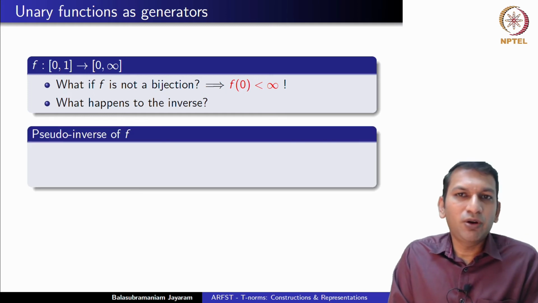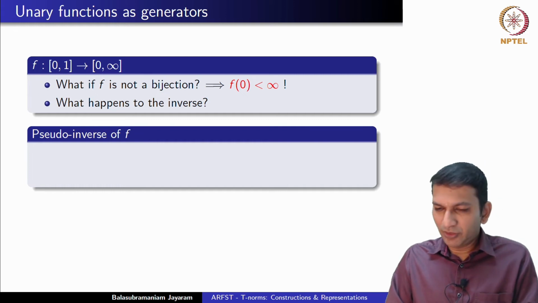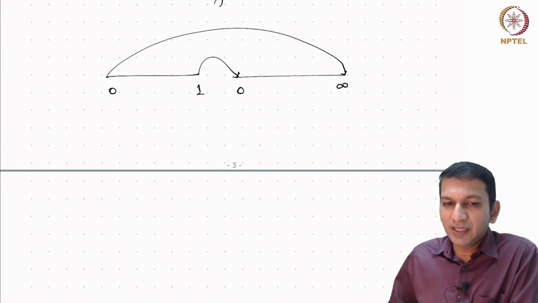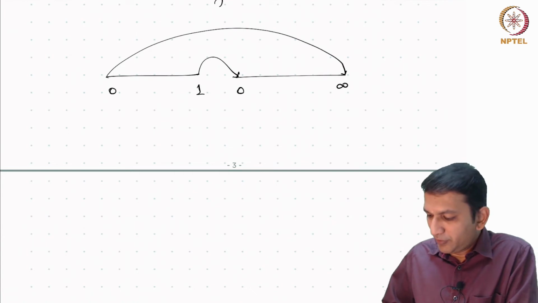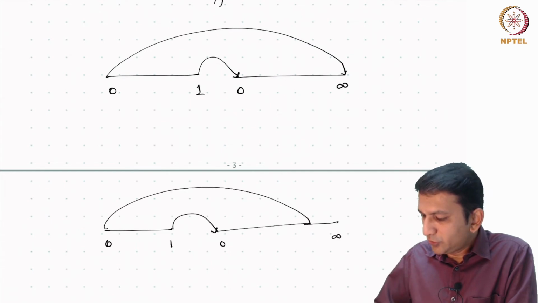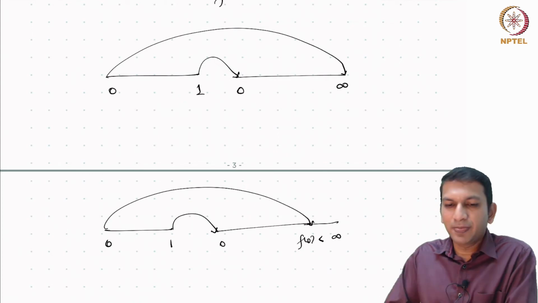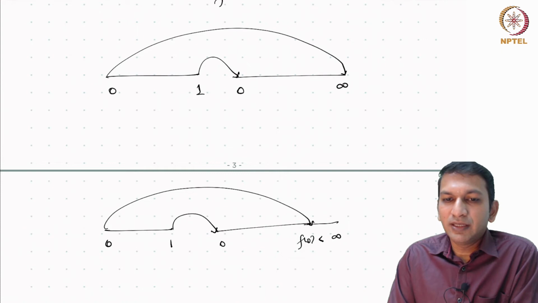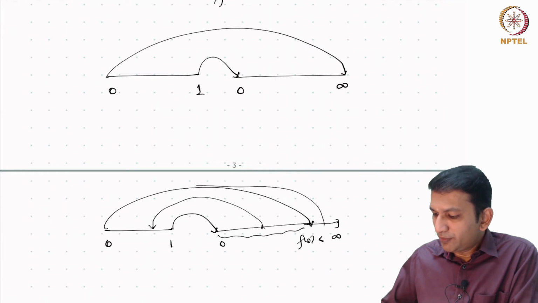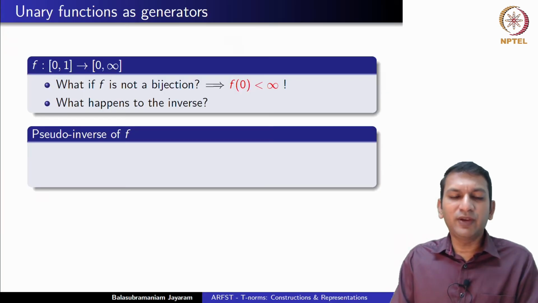We look at what is called a pseudo inverse of f. Now this is not a very difficult concept. You see here, before, for a bijection we had the entire interval 0, 1 being mapped onto the interval 0, infinity. But now 1 is being mapped to 0, but f of 0 is perhaps some value which is less than infinity. Now how do we define the pseudo inverse? For anybody between 0 and f of 0, you can always find an inverse. But anybody above f of 0 up to infinity, we map them to 0. So this is how we define the pseudo inverse of f.